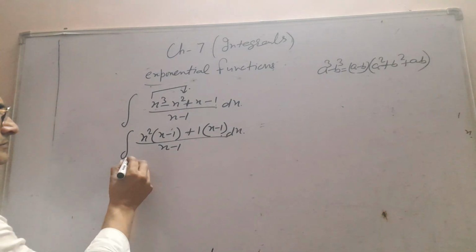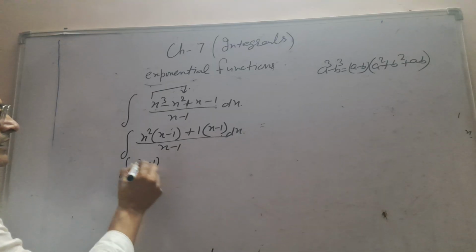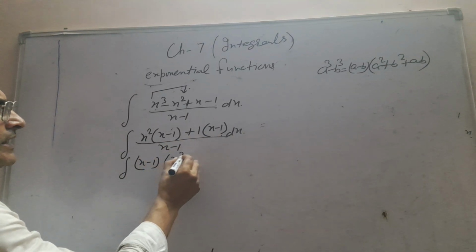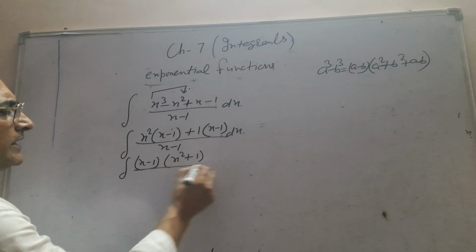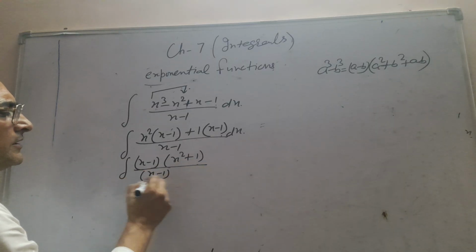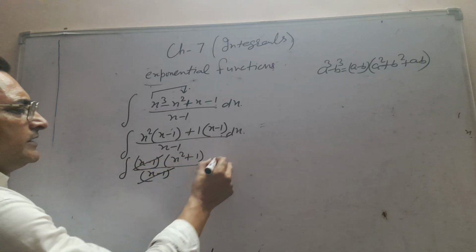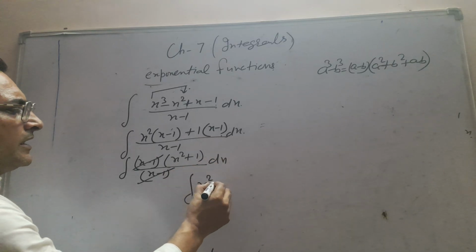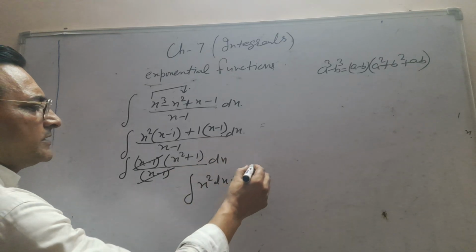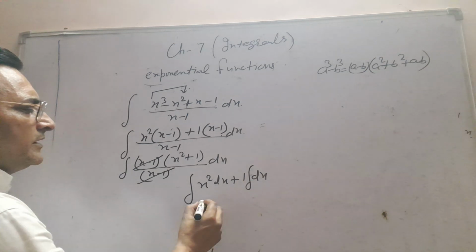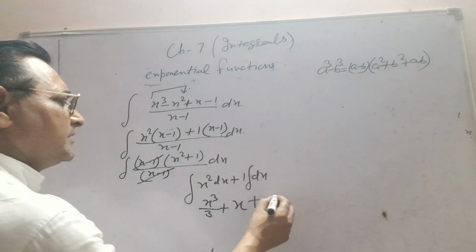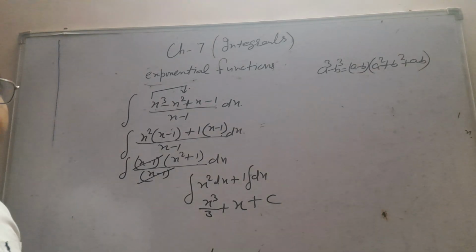Now x minus 1 you can take common from both the terms. So here it will be x square plus 1 by x minus 1. So x minus 1 cancels. Now you can integrate by separating the terms: x square into dx plus 1 into dx. Its integration will be x cube by 3 plus x plus c, the integrating constant.